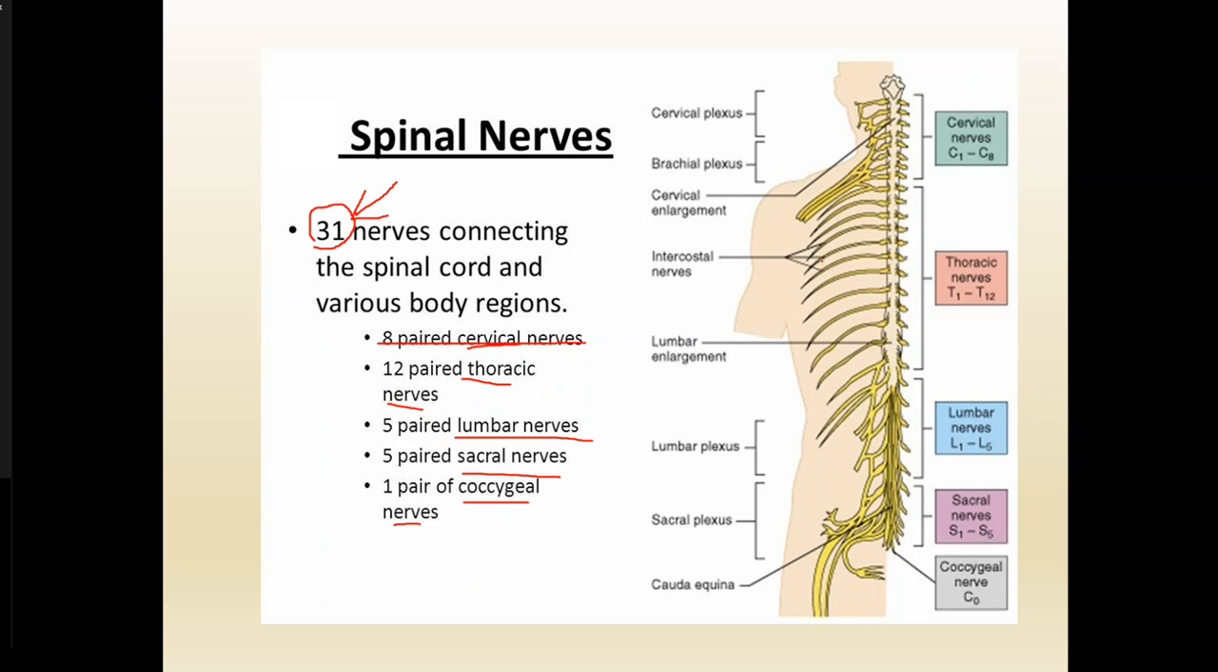And of course, they're paired. They're on the left and the right. So when I say there are 8, 12, 5 in each region, of course, we're talking about pairs here, okay?